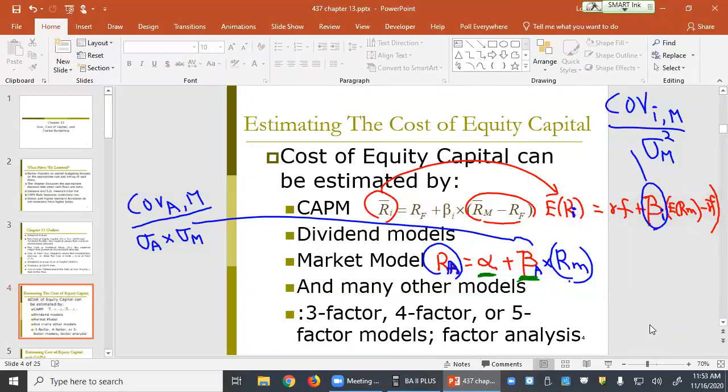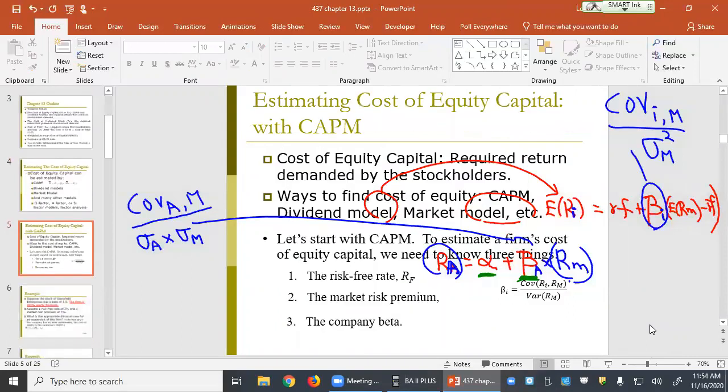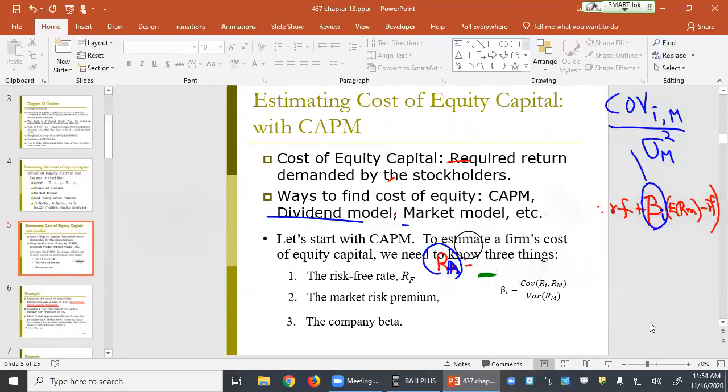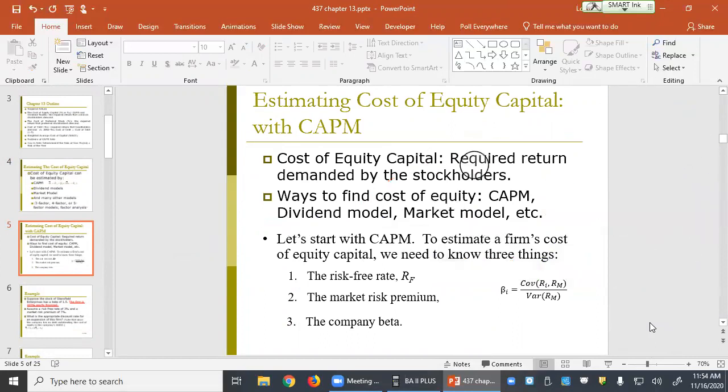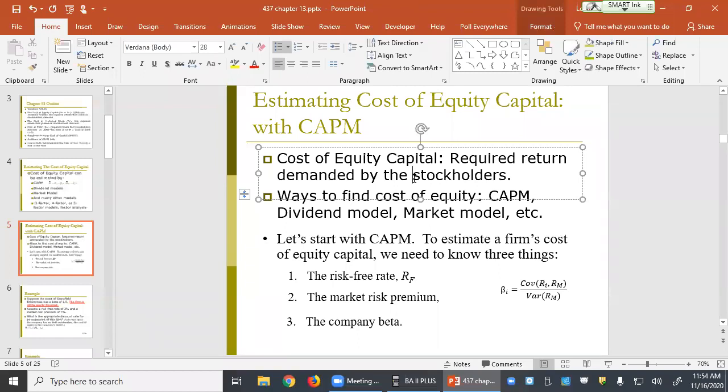Okay, so let's start with the CAPM. The application is very simple. So cost of equity capital is the required return demanded by the stockholders. To be specific, this is just common stockholders. So ways to find cost of equity, we can use CAPM, we can use one of the 3 dividend models, we can use the market model. Those are the easiest cost of equity models. So let's start with CAPM since it is the easiest of all.